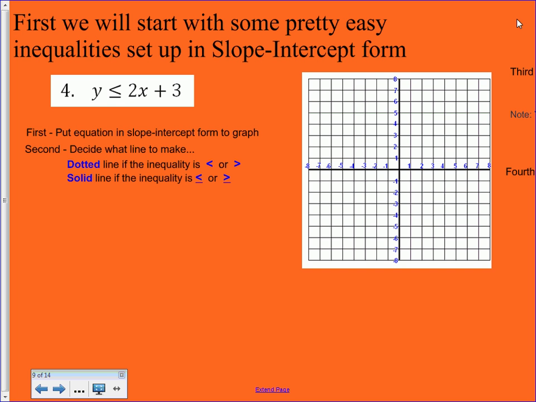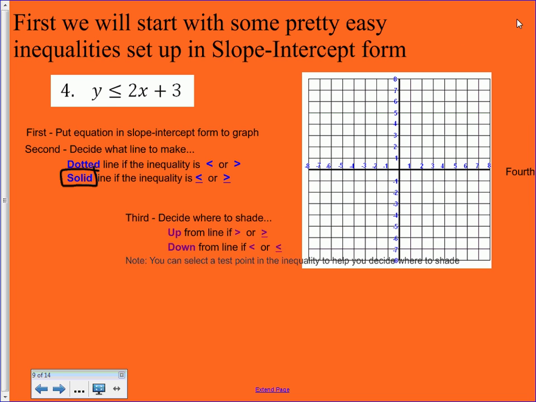So let's take a look at number 4. Well, number 4 has a less than or equal to symbol. So I know already that I need a solid line. Okay, so I'm just kind of working through number 4 as we write down our steps.